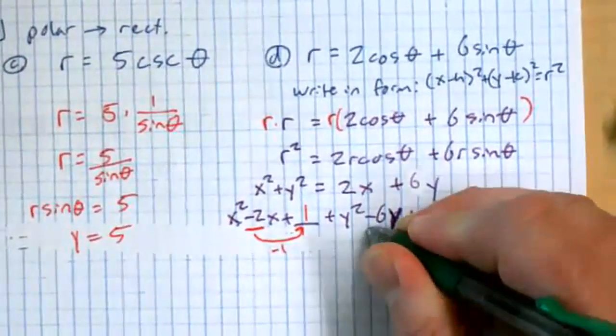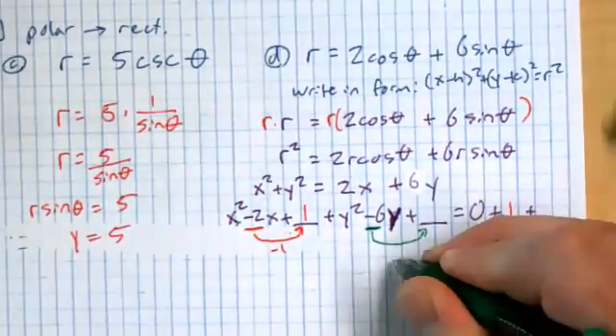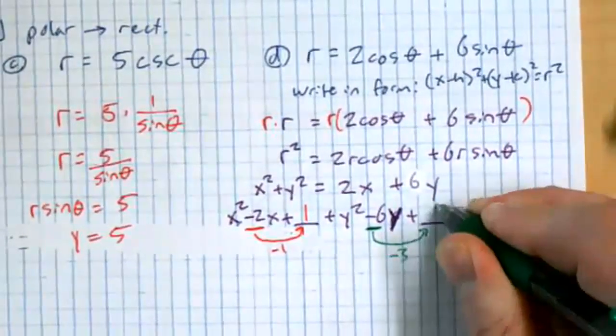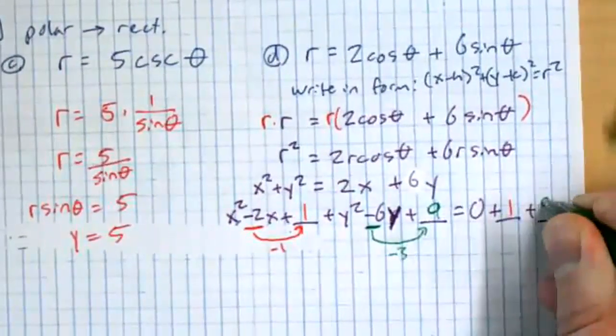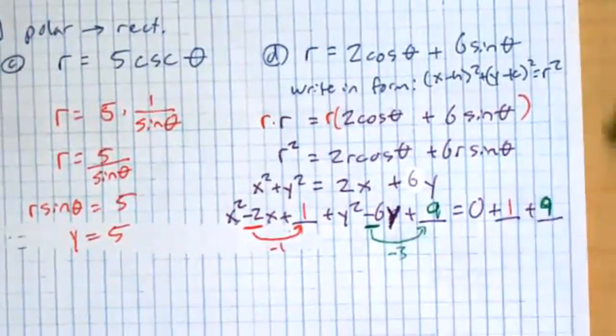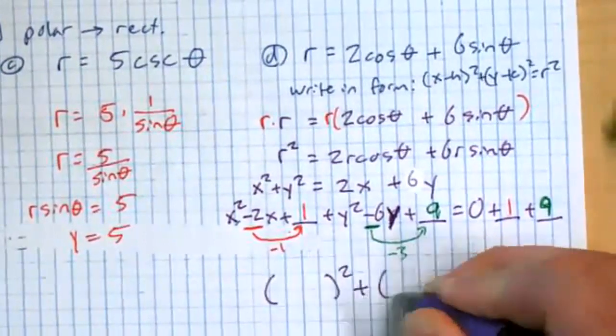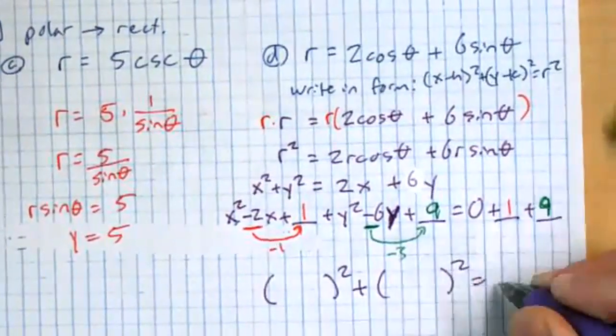And here I'll be looking at this -6. Cut it in half. Divide by 2 gives me -3. Square it gives me 9. Put a 9 over here too. Keep it balanced. Oh, we are so close, folks. Now we can factor it. Something squared plus something squared equals, that's just a 10 over there.